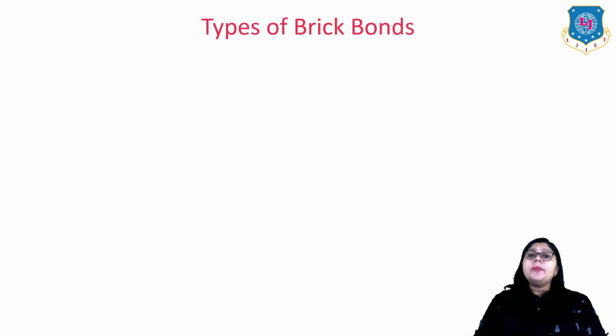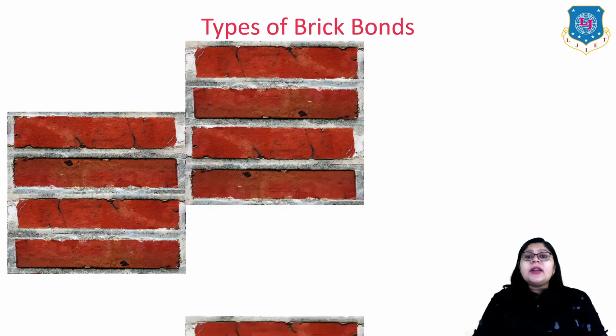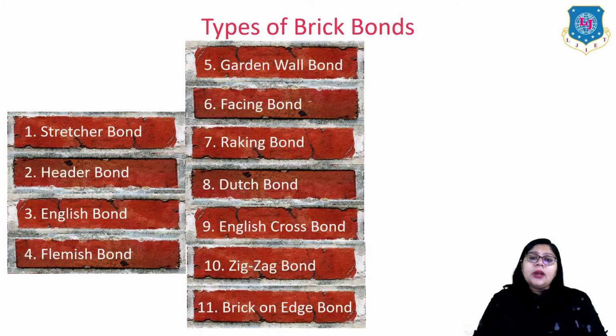So let us see some different types of bonds. Basically, there are various types of bond available, up to 11 types, in which the first one is the stretcher, then the header, then the English bond, Flemish bond, garden wall bond, facing bond, racking bond, Dutch bond, English cross bond, zigzag bond, and the brick on edge bond. Let us understand all one by one.